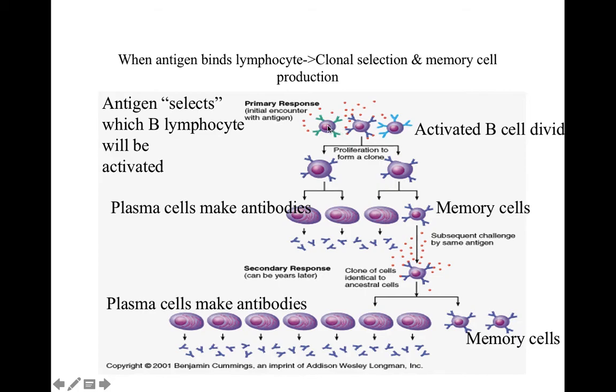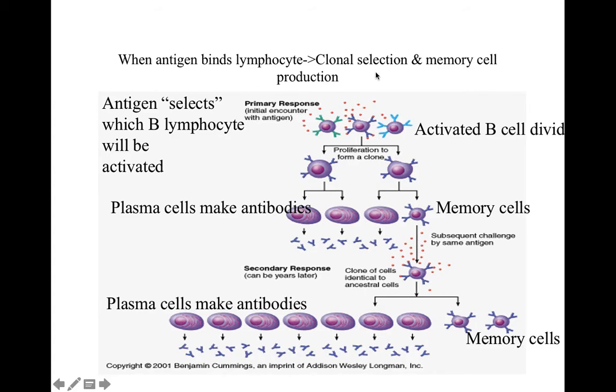So you guys, here they've just colored. So we'll just make this up. Let's say this B lymphocyte can bind to antigen A, and this lymphocyte can bind to antigen B, and this lymphocyte can bind to antigen C. And all those antigens, all those epitopes, they have different shapes, right?